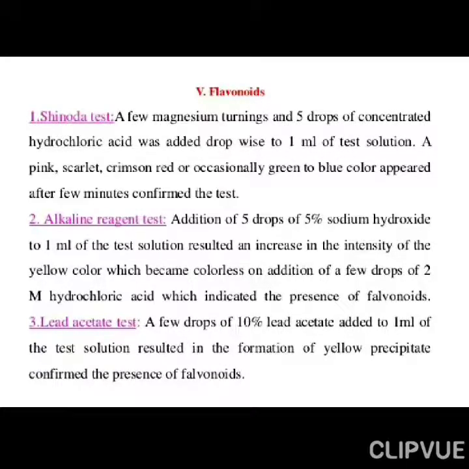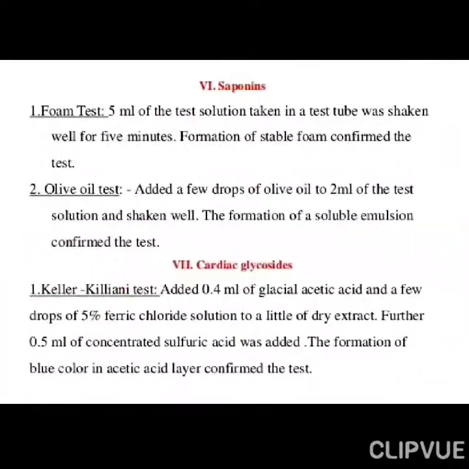Lead acetate test is also very famous. A few drops of 10%, remember 10%, lead acetate added to 1 ml of the test solution result in the formation of a yellow precipitate, confirming the presence of flavonoid.